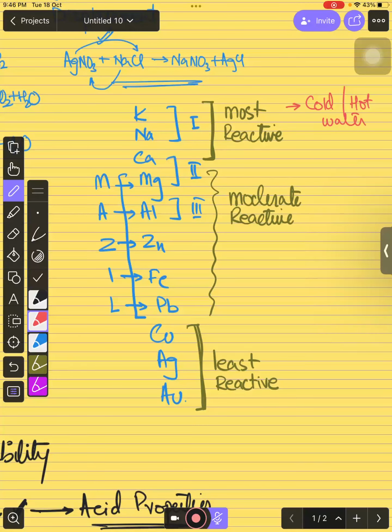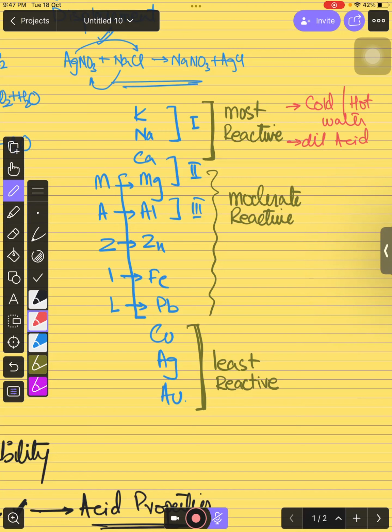They can react even with ice-cold water, they are that reactive, right? You cannot even keep sodium in your hand. It is highly reactive. It will react with the moisture of your hand. And definitely they will react with dilute acids as well, right? And they can react with steam as well, right? Yes, steam, hot water, right?